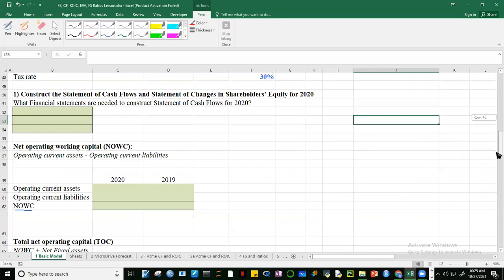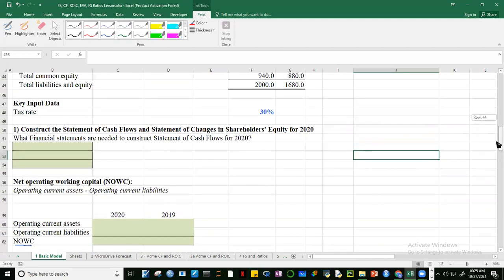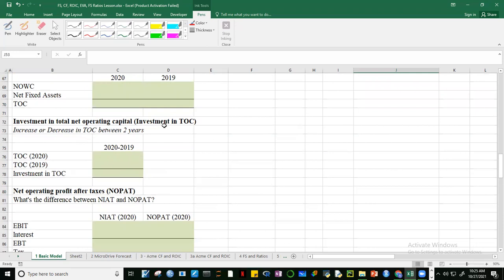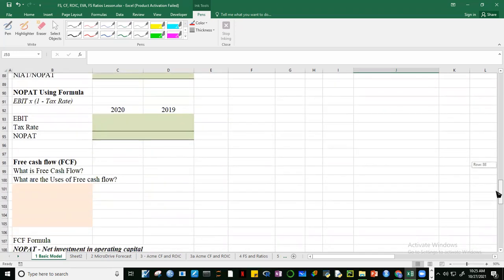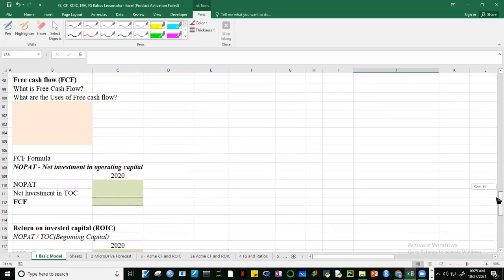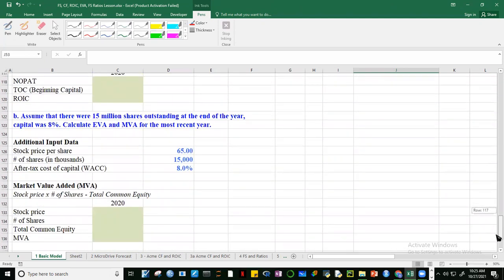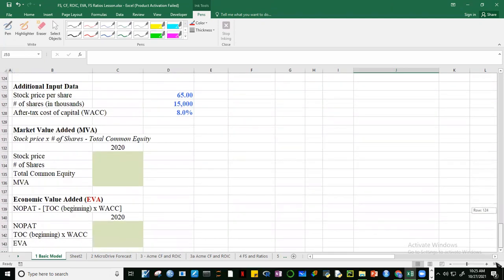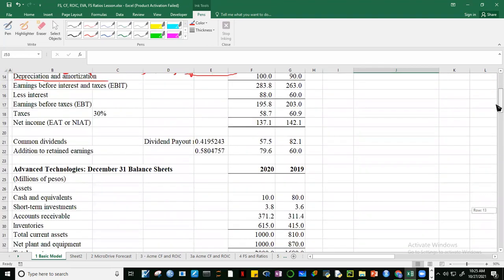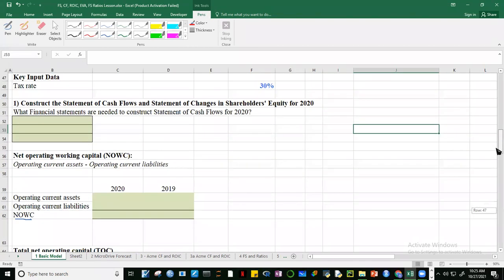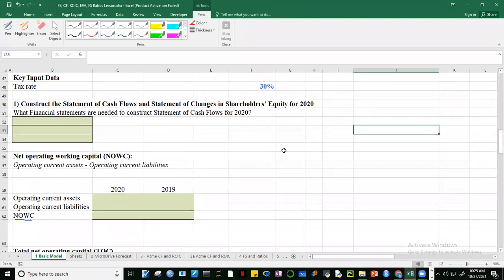Okay, so let's now go to the computations here of some important measures. You have NOWC, you have TOC, and you have investment in TOC, and then you have NOPAT, free cash flow, and then ROIC. Then we have MVA and EVA. So quite a lot of measures here, guys, in this worksheet. So let's start, guys. First, we need to compute for the net operating working capital.